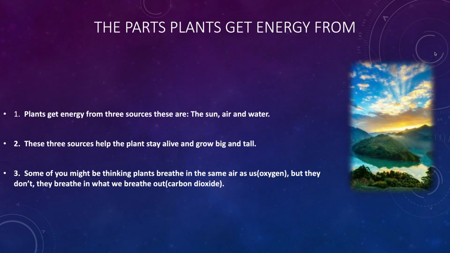Do you know where plants get energy from? Plants get energy from 3 sources. These are the sun, air, and water. These 3 sources help the plant stay alive and grow big and tall. Some of you might be thinking plants breathe in the same air as us, oxygen, but they don't. They breathe in what we breathe out, carbon dioxide.